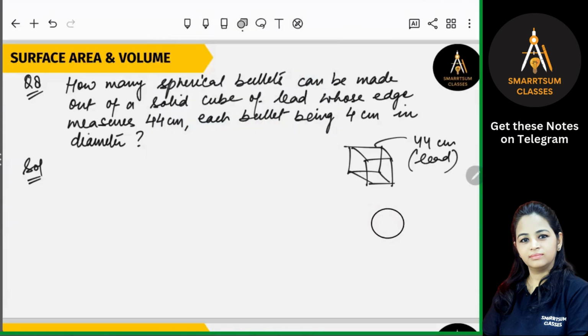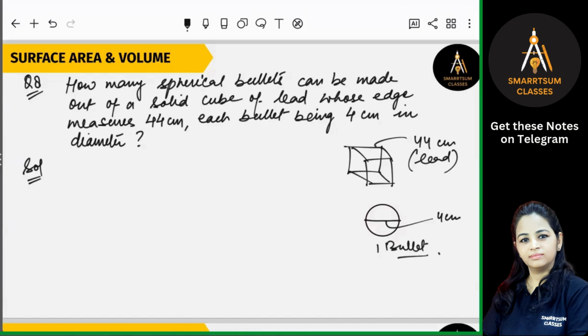Suppose this is a spherical bullet, and again suppose it is solid. Each bullet is 4 centimeter in diameter. This is one bullet. Now we have to find how many spherical bullets can be made from this cube of lead.